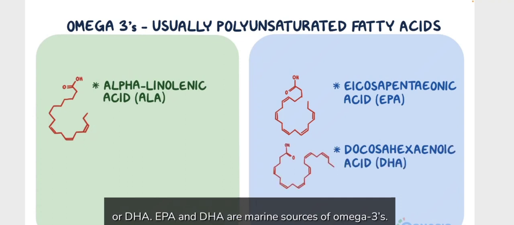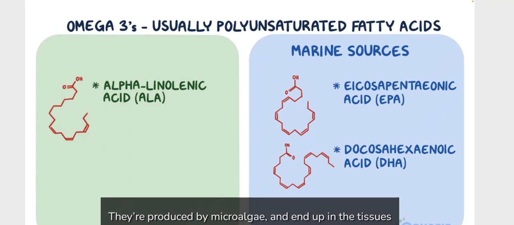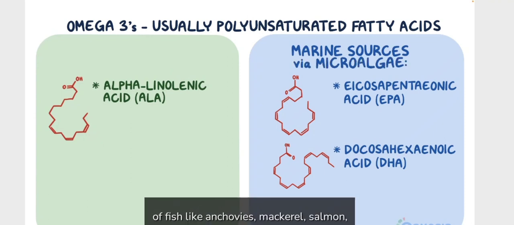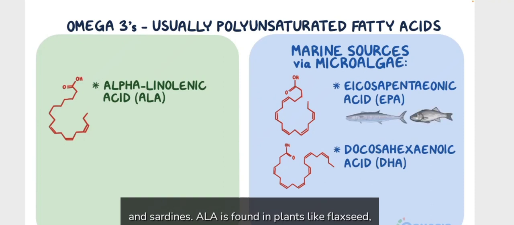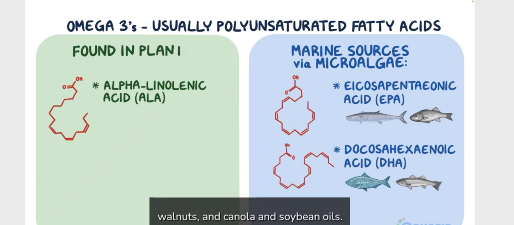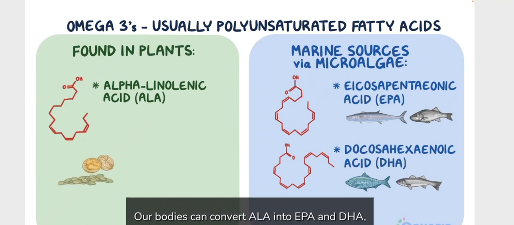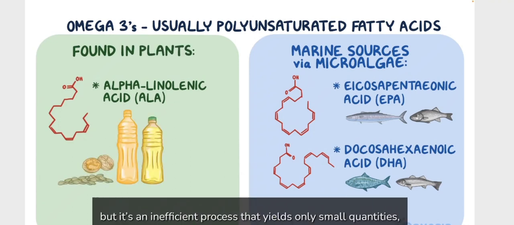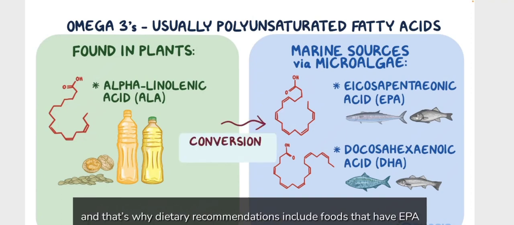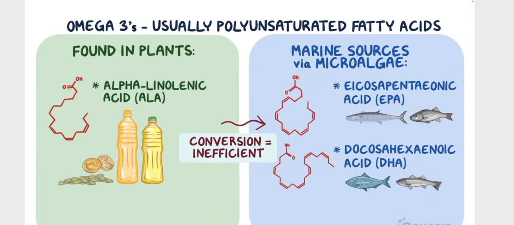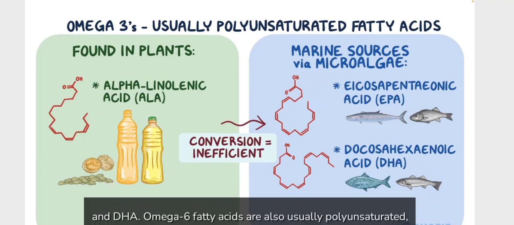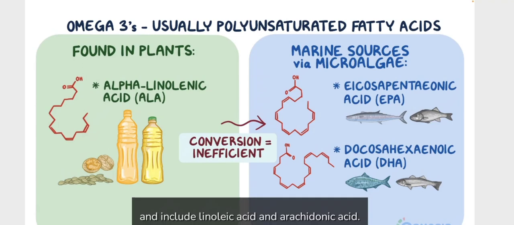EPA and DHA are marine sources of omega-3s. They're produced by microalgae and end up in the tissues of fish like anchovies, mackerel, salmon, and sardines. ALA is found in plants like flaxseed, walnuts, and canola and soybean oils. Our bodies can convert ALA into EPA and DHA, but it's an inefficient process that yields only small quantities. And that's why dietary recommendations include foods that have EPA and DHA.